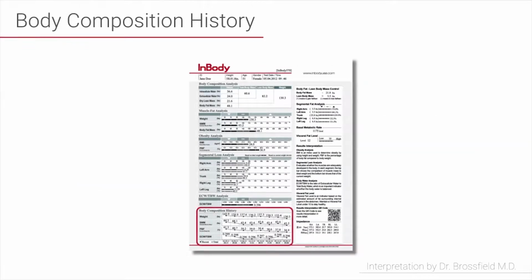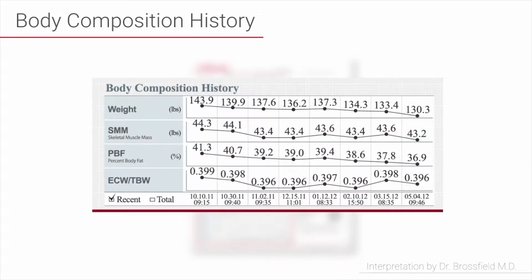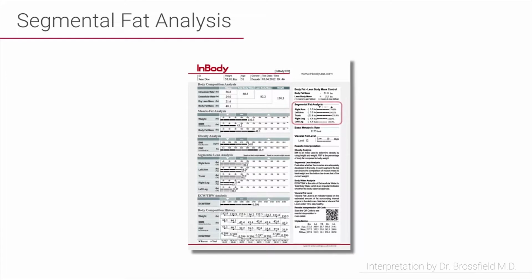Below this section is the history, and so if you've taken more than one InBody test, you'll be able to track your results and see what's going up and what's coming down, because it'll make a graph of your results across the bottom of the sheet. I'm going to move to the top right of your results sheet.